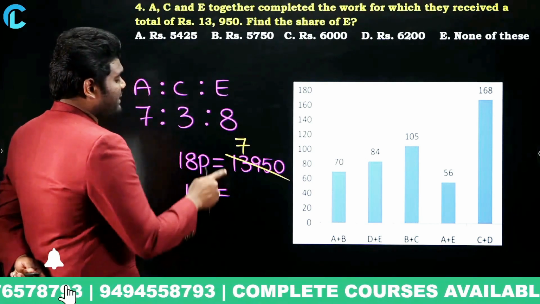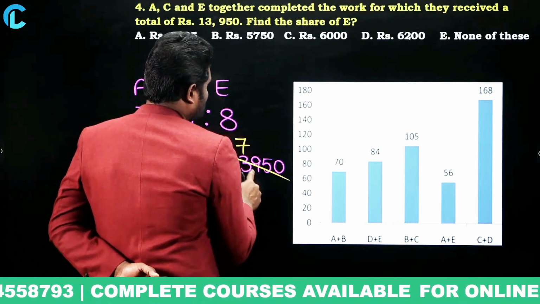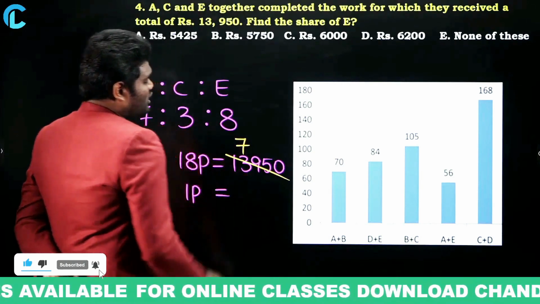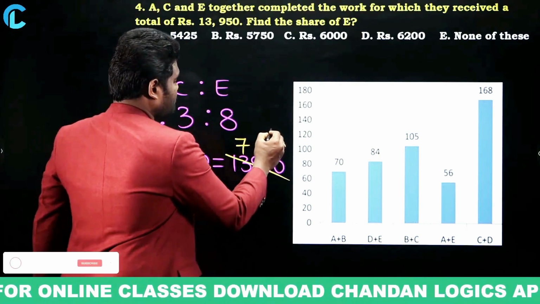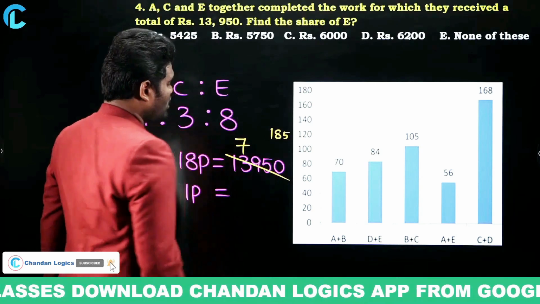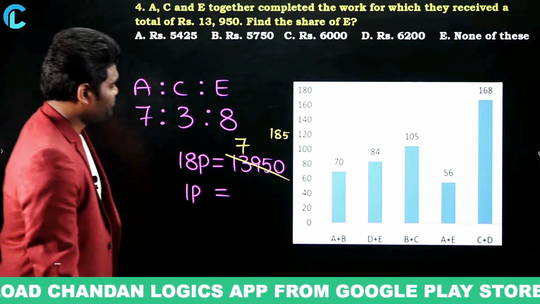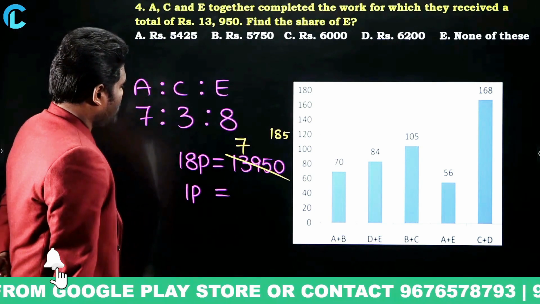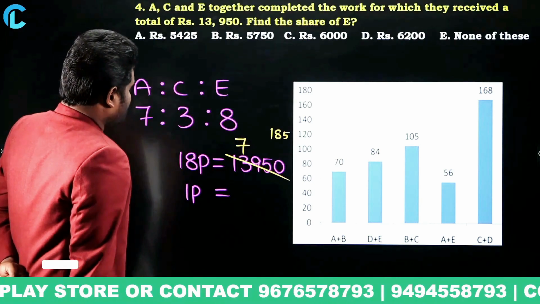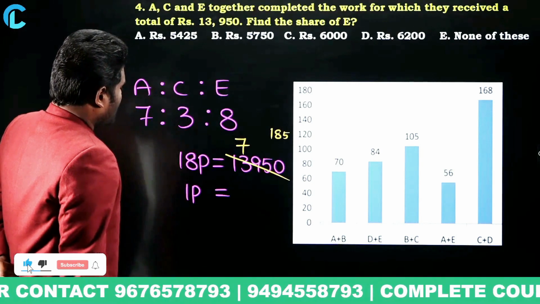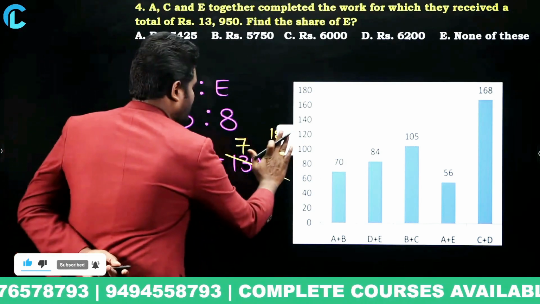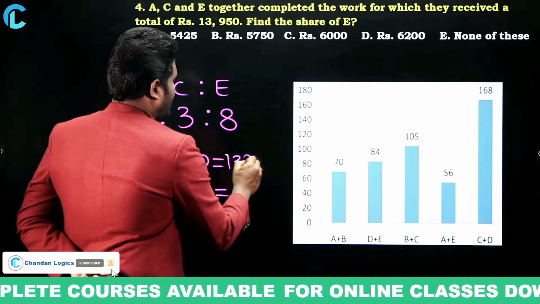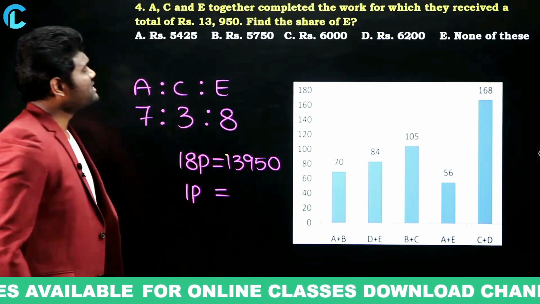Okay, so 126 means, again, what happened here? 126 means we are left with how much? Again we are left with 185. Yes or no? Okay. So if you observe, how many times is it going to cancel? Or simply, what you will do is, 18 parts is 13950. Yes or no?